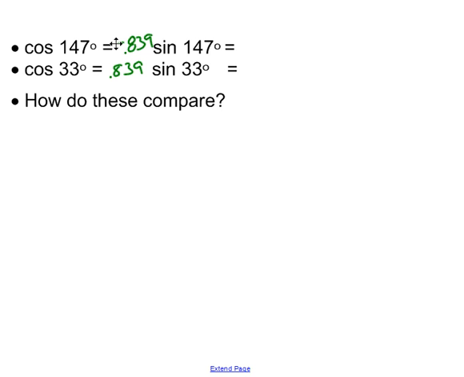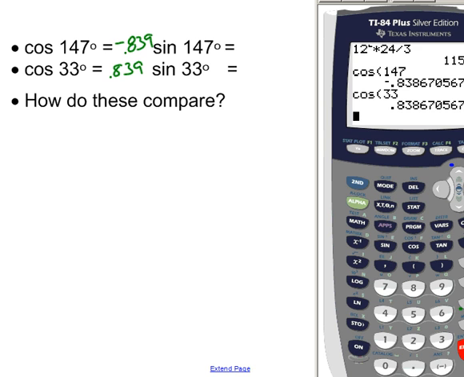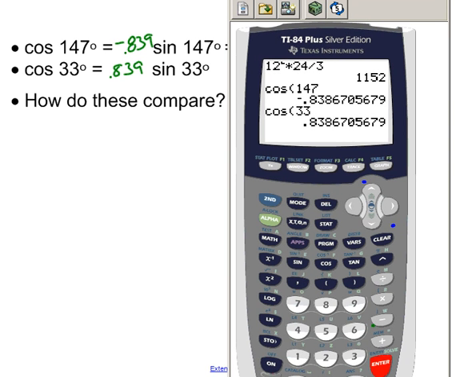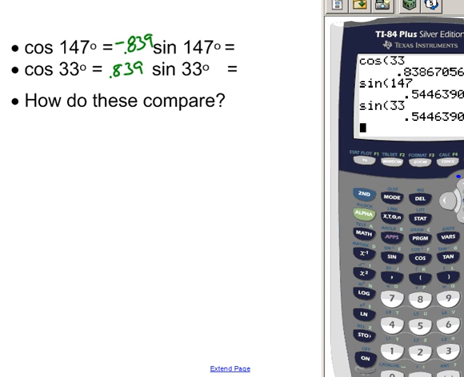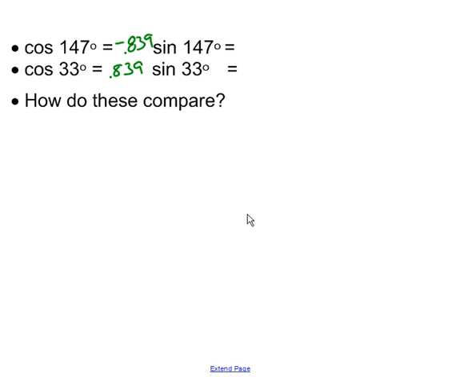If I do a similar thing with sine, so I do sine of 147 and I hit enter, and I do sine of 33 and hit enter. Notice this is the exact same answer. It's not even off by a negative like cosine was. So record those, 0.545.